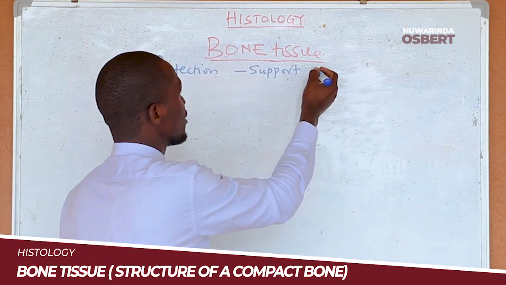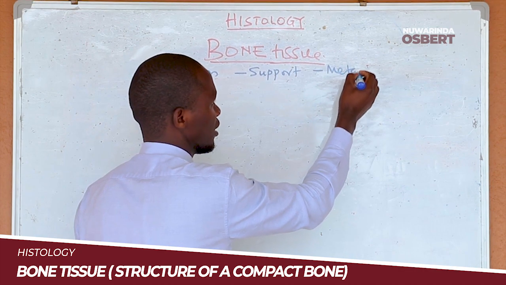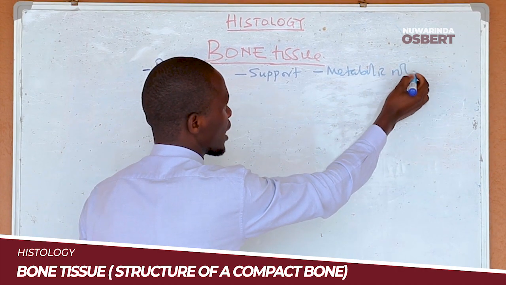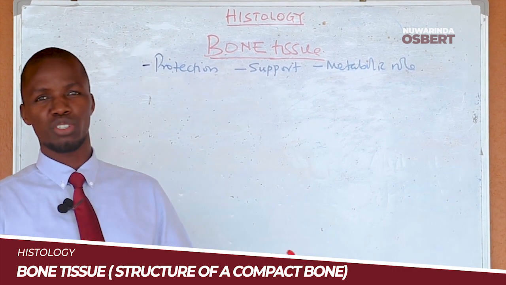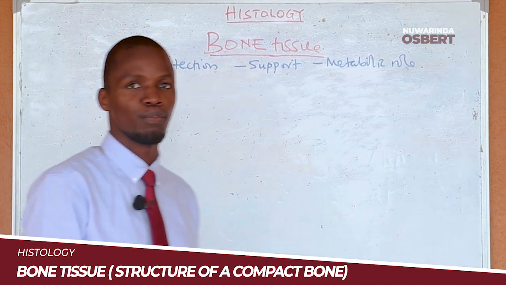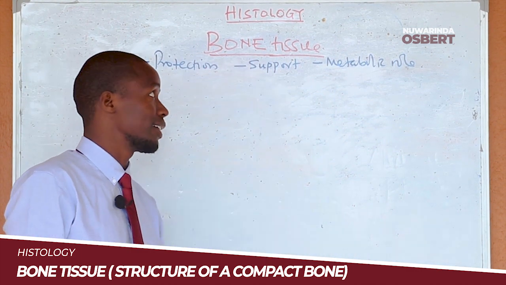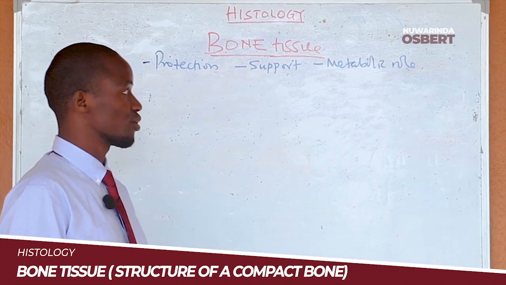And also, these bones play some important metabolic roles. Why? Because some of these bones are reserves for some ions, like calcium ions, which play different roles in different metabolic processes, like, for example, muscle contraction and so on. So that's why we need to look at them, internalize them and appreciate them. So we want to look at the histology of a bone tissue now.